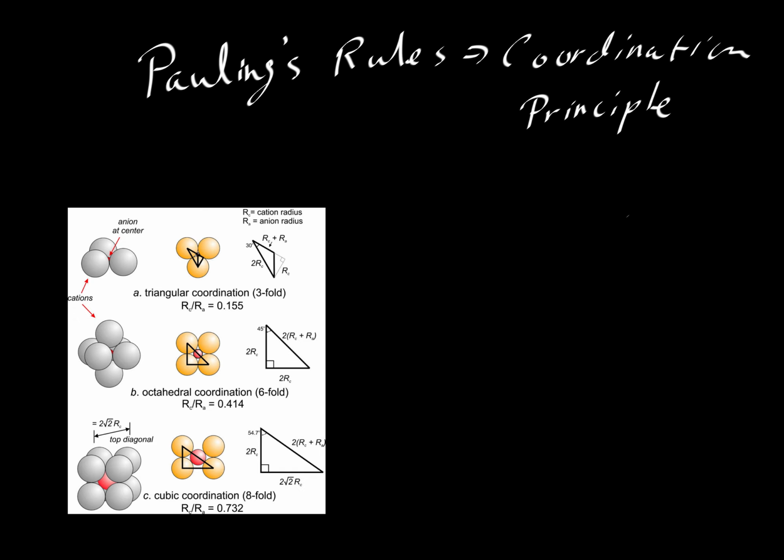So here we're going to take a look at one of Pauling's rules referred to as the coordination principle. And it is based on this idea of radius ratios. So what are radius ratios? It is a way of thinking about the packing of atoms when atoms are not the same size.